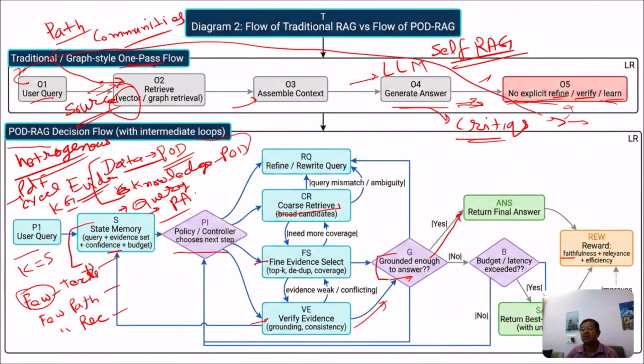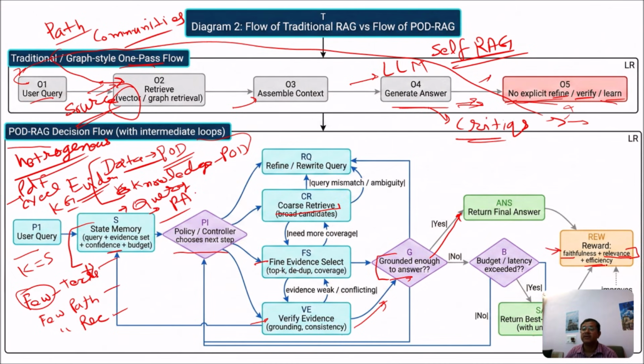Rewards, it will store three types of values. First is faithfulness. Faithfulness means whether the relevant documents you selected to answer these questions are correct or not. How much faithful it was. Relevance. Relevance means what you wanted or what you asked in the questions, whether your answer contains all those things or not. Based on that you will calculate the score.